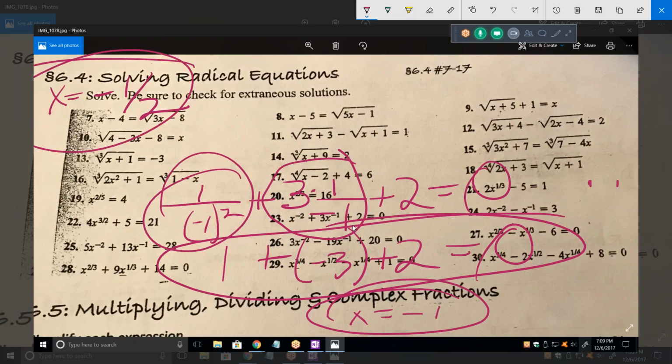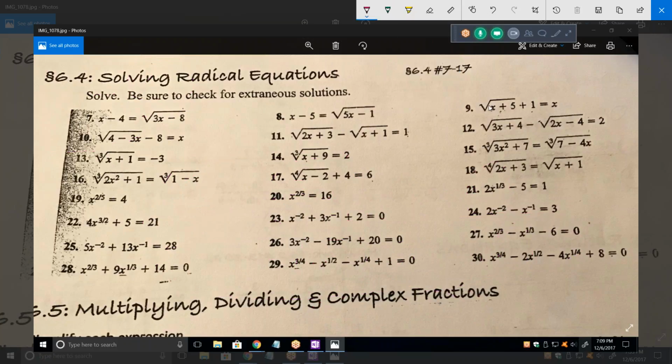So far, we haven't found one that had an extraneous solution, have we? Did we find any? I don't think so. Oh wait, no. I think one of the first ones did. Maybe this very first one did. I can't remember, but it seems like we haven't found many that had extraneous solutions.